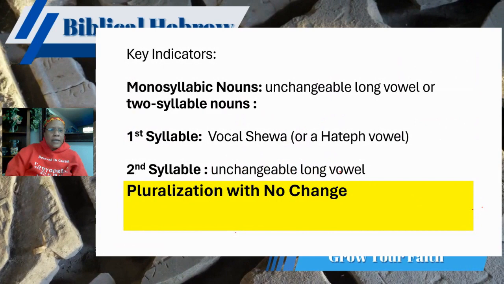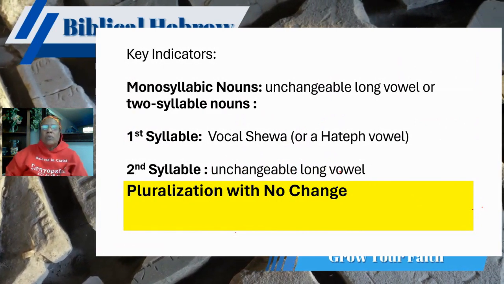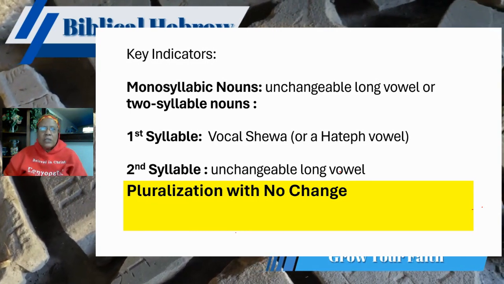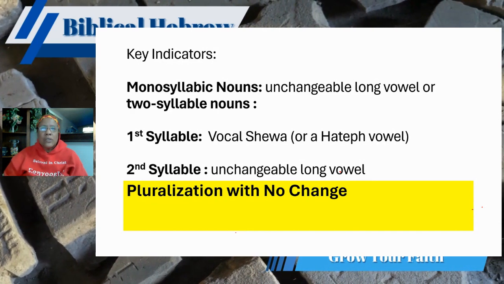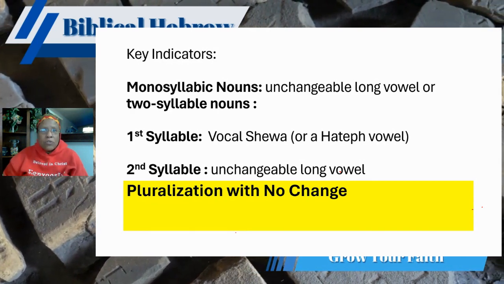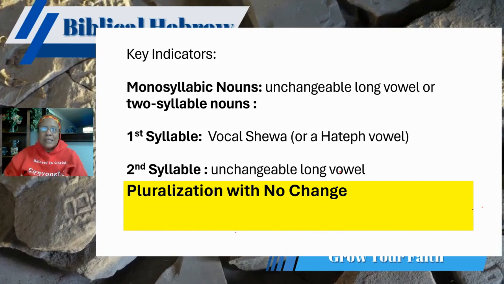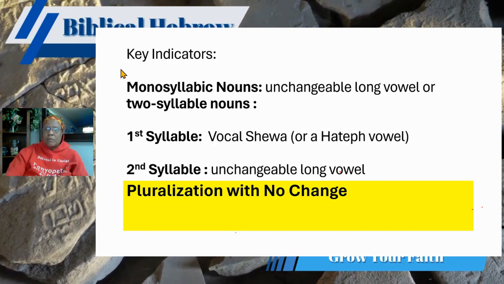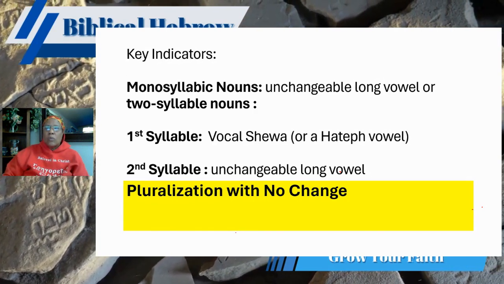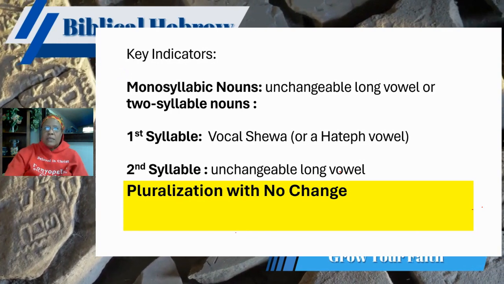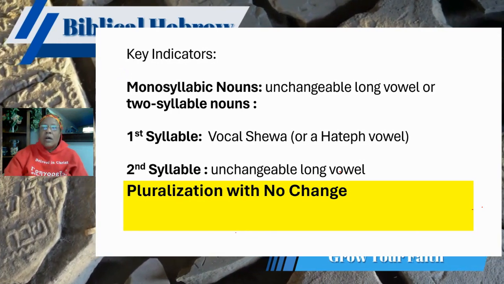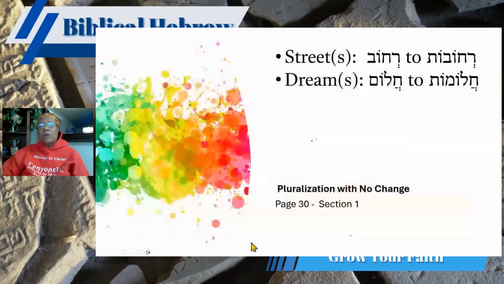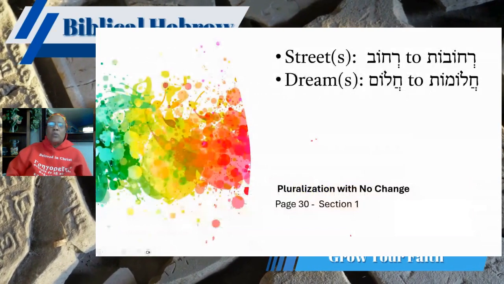The next section. This time, we are still dealing with plurals that will not have any vocalic changes, but this time we're going to be dealing with two syllables. The first syllable must be a vocal schwa and a hataf vowel. The second syllable will be an unchangeable long vowel. The two words that we are going to deal with right now are the word for street and the word for dream.